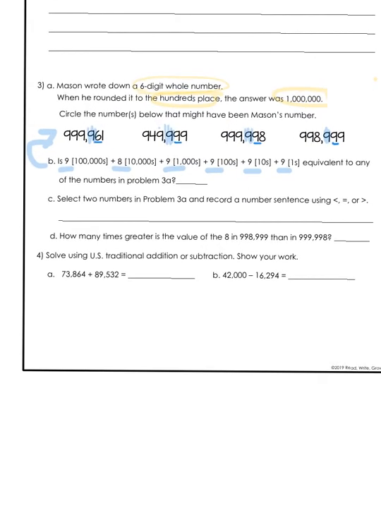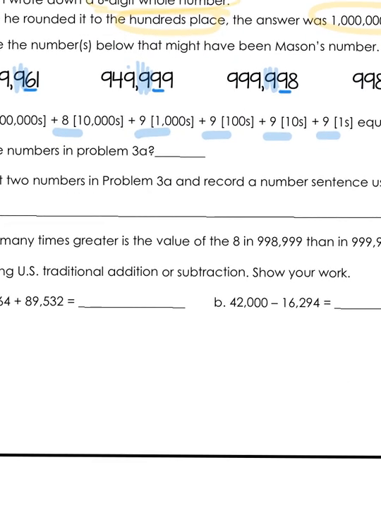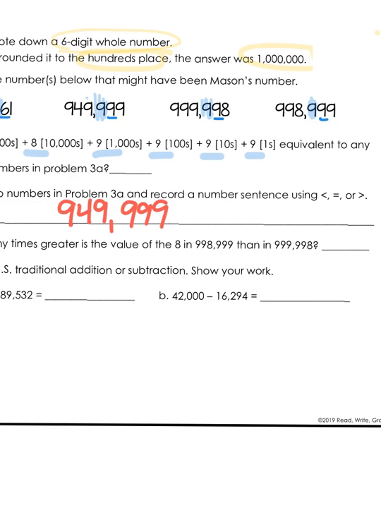You're then asked to compare two numbers from 3A with greater than, less than, or equal signs. So you're going to create either an equality or an inequality. Okay? So you could do, say, 949,999 compared to 998,999. What symbol would go in between, greater than, less than, or equal to?